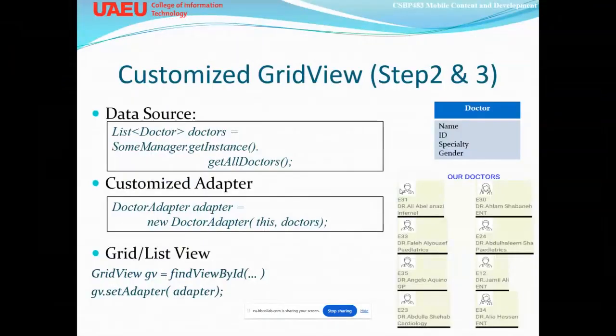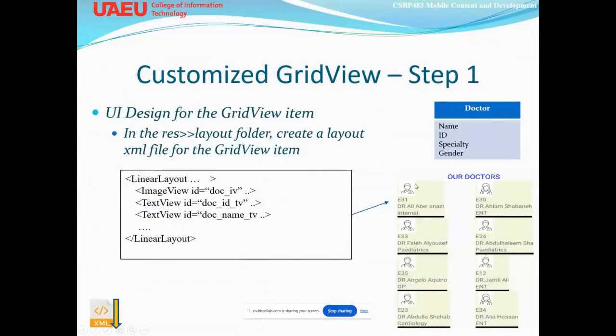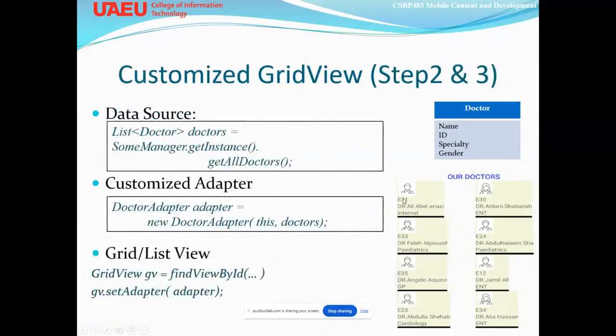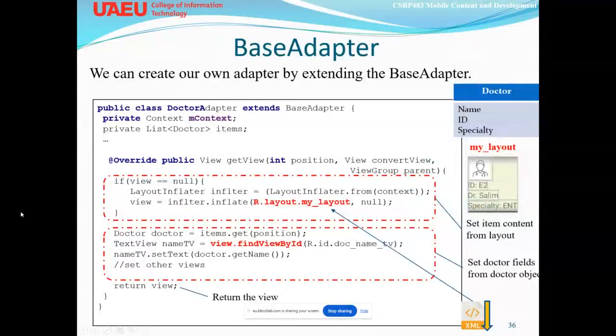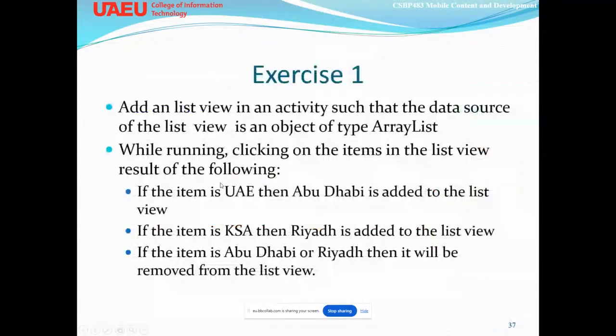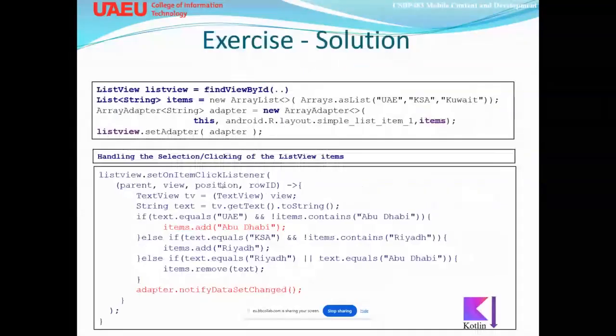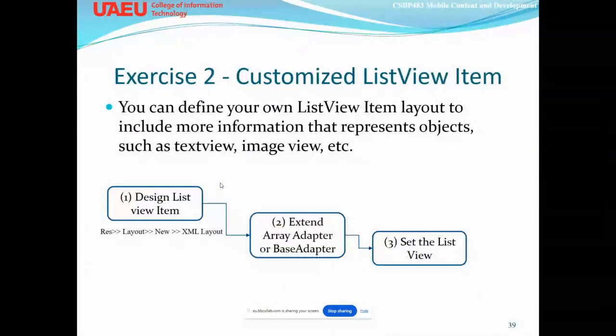How to customize GridView? First step is to design the UI for the element. Second, extend the adapter, base adapter or array adapter, whatever. And the main thing of this class is to override the getView method, where you populate things inside. Now I'll stop here. Of course, I have some additional examples in a slide. I will make this available to you too.